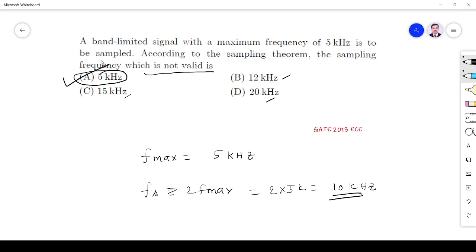So the answer is option A, because the question asked is not valid. This is valid, valid, valid, invalid.